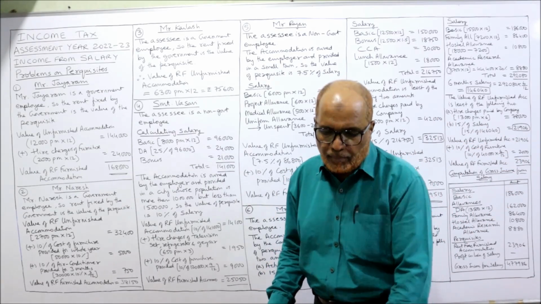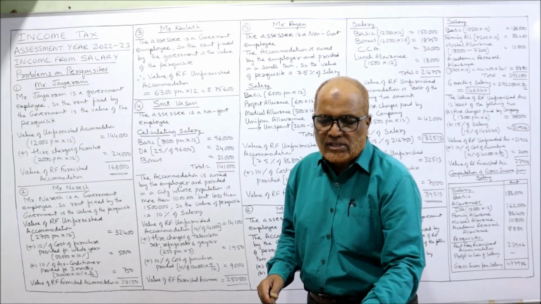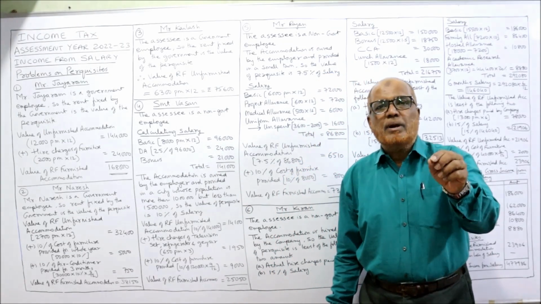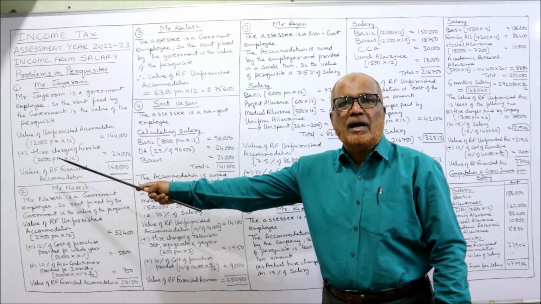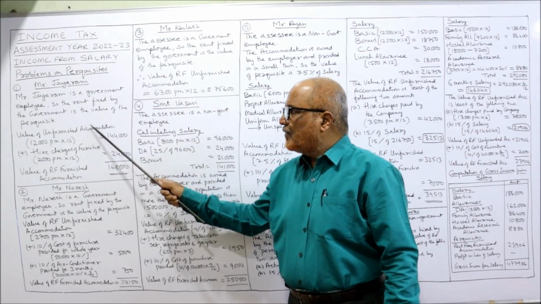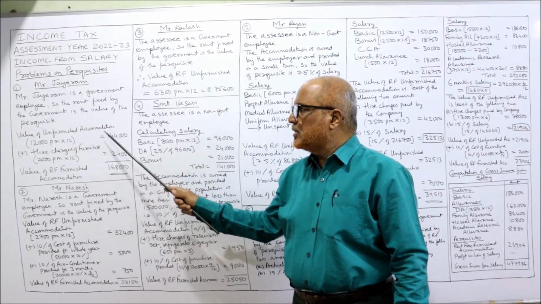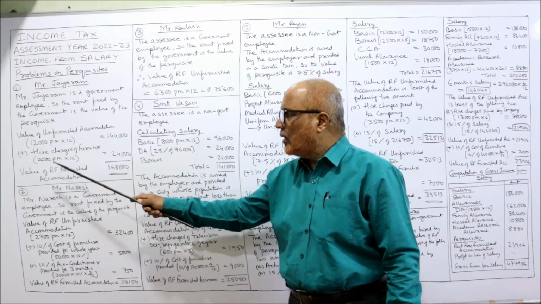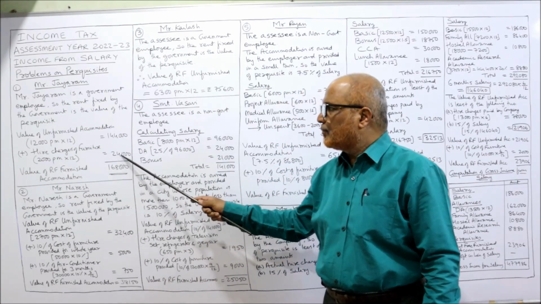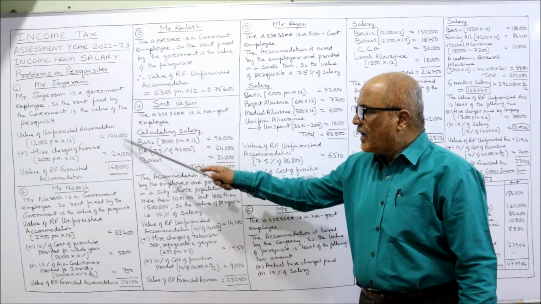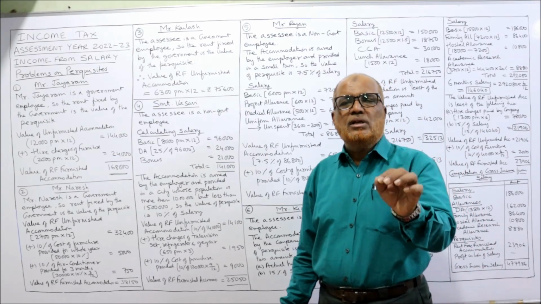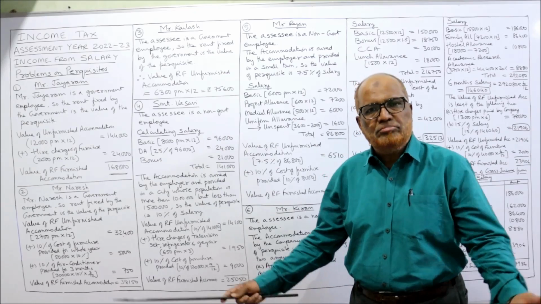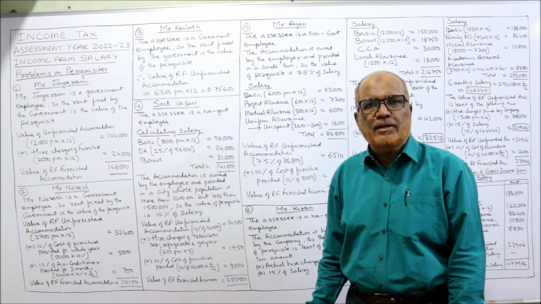In our problem it is given the refrigerator was hired for rupees 2,000 per month. The 2,000 per month are the hire charges that will be added. So value of unfurnished accommodation 12,000 per month into 12, plus hire charges of furniture paid by the employer 2,000 per month into 12, 24,000. Add up, 1,68,000 is the value of rent-free furnished accommodation. That's it. First problem completed.